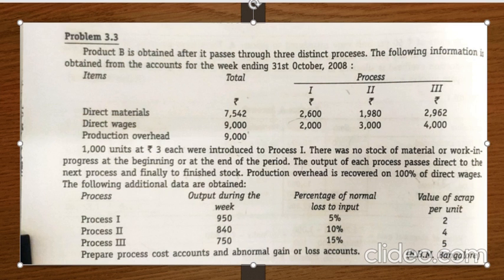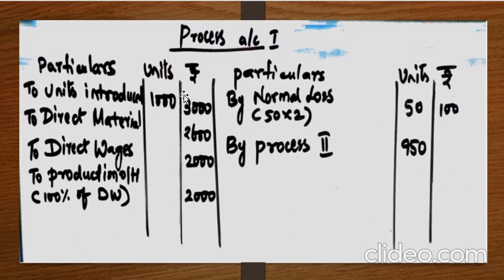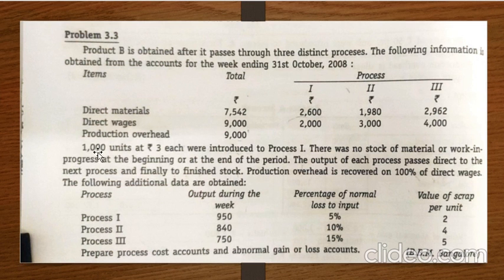So let us get into your process 1. This is your process 1 account: particulars, unit, amount; particulars, unit, amount. The number of units introduced is there in the question, which states 1,000 units at rupees 3 were introduced.